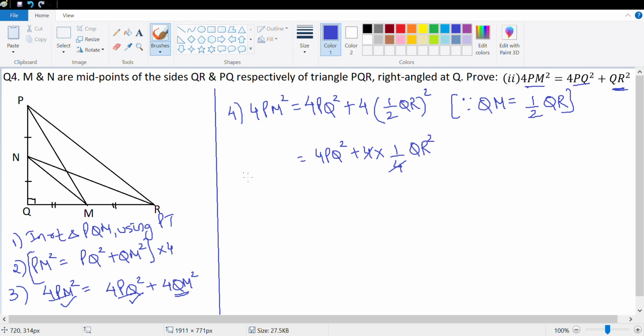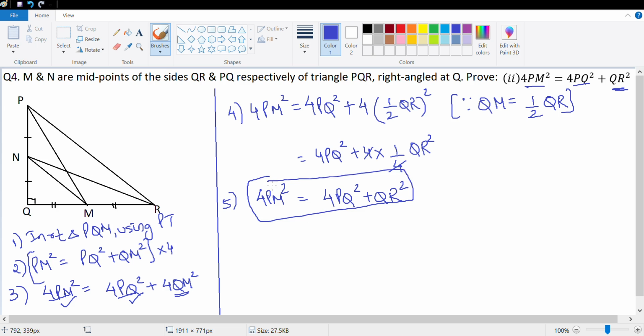So my right hand side is 4PQ square plus QR square. And my left hand side remains 4PM square. So that's exactly what they wanted us to prove. Therefore, hence proved. Let's just check if we've got this right. 4PM square is equal to 4PQ square plus QR square.